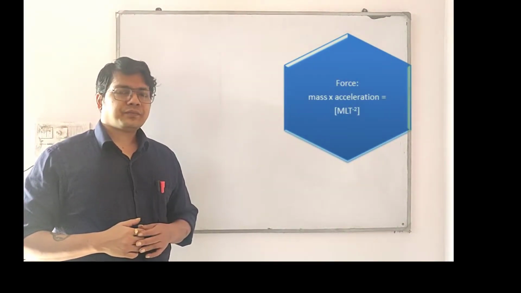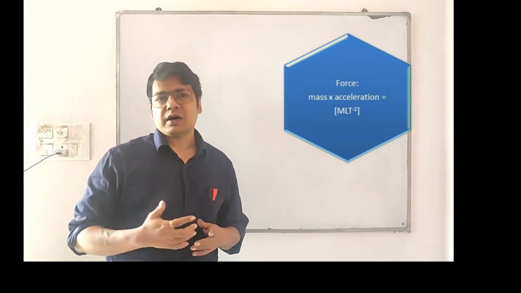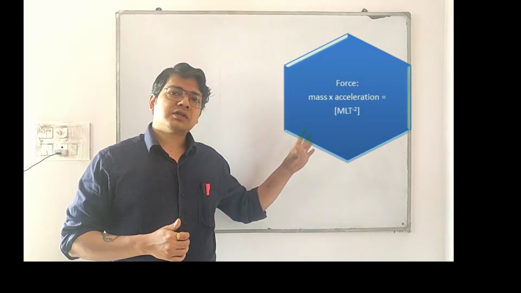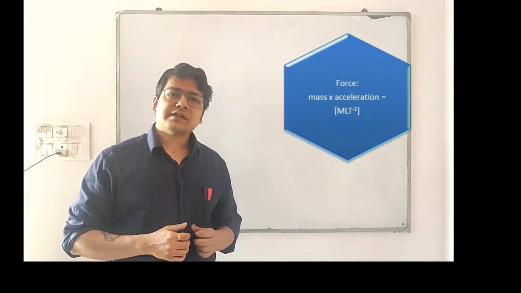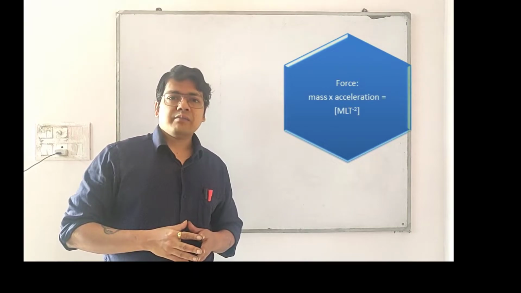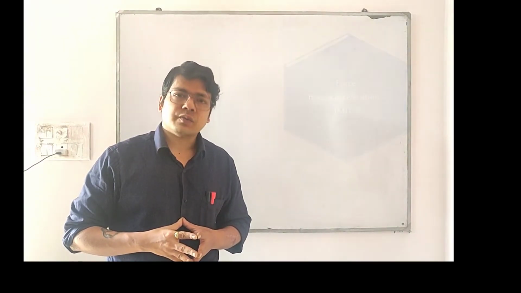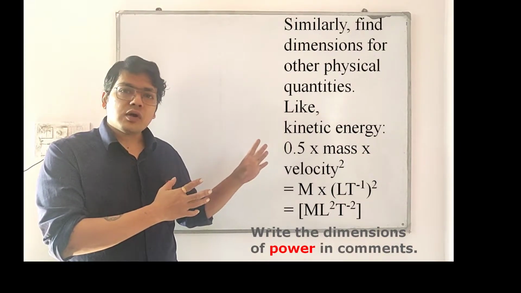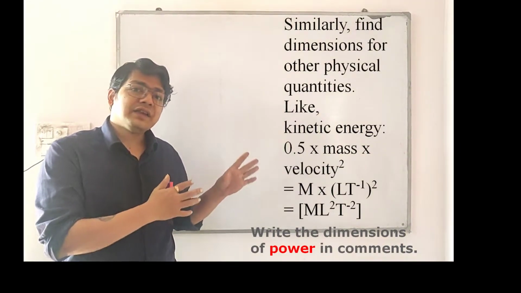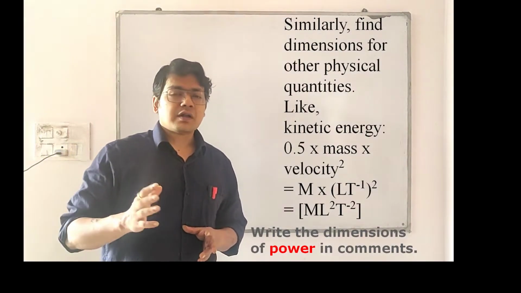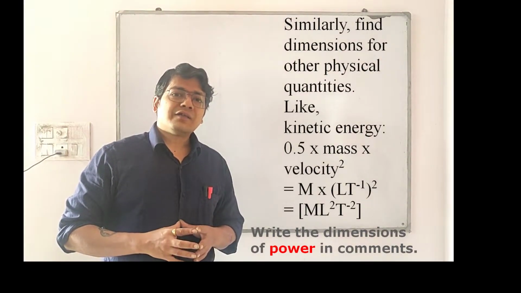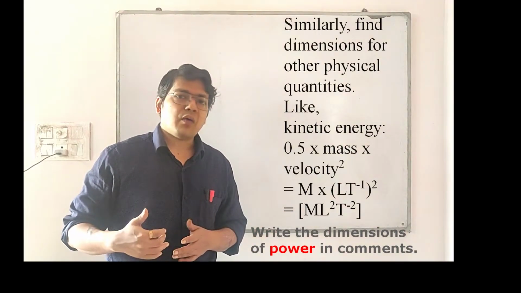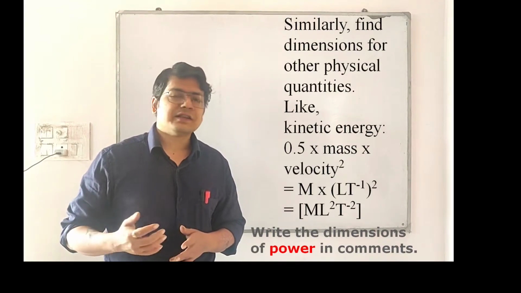Next is force. As you already know, force is mass multiplied by acceleration. So we multiply the dimensions of mass with the dimensions of acceleration and we get M L T^-2. Using this concept and the various assigned symbols for the fundamental physical quantities, we can find the dimensions of any physical quantity: kinetic energy, power, resistance, anything at all.